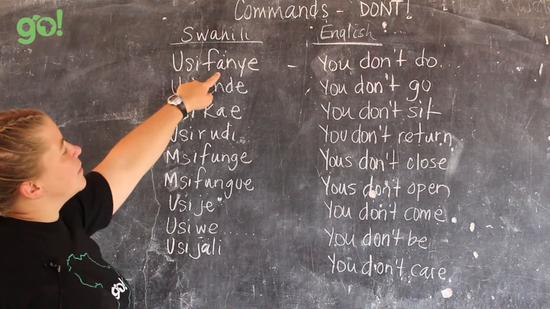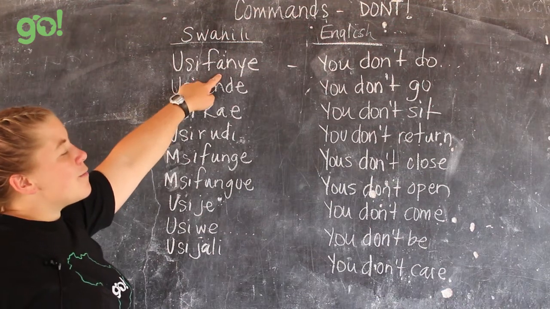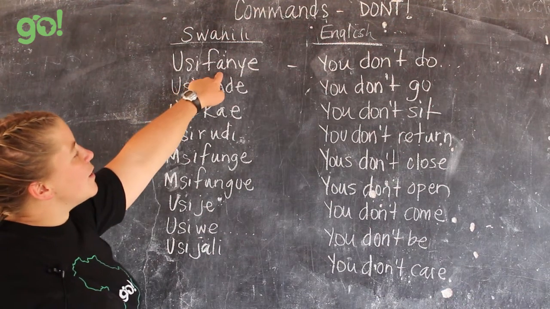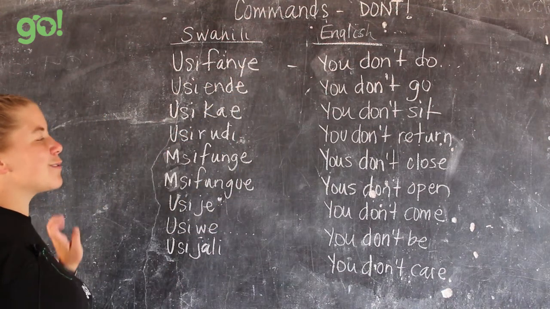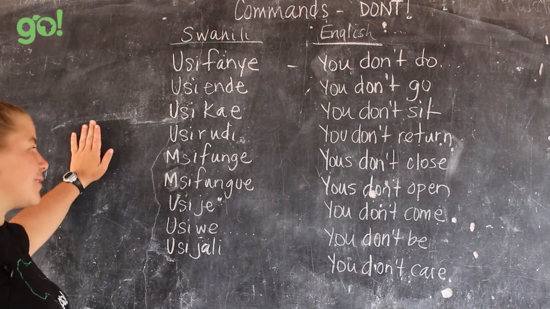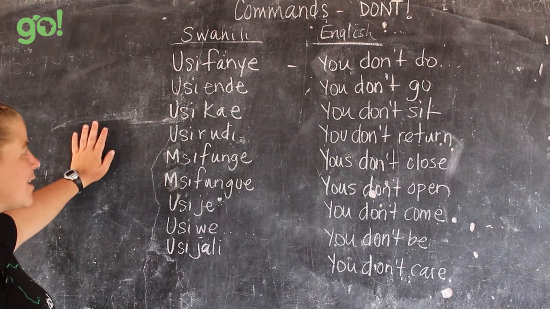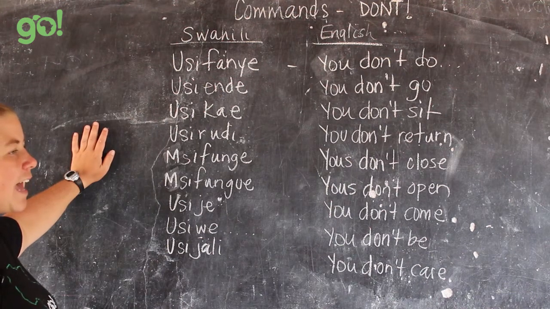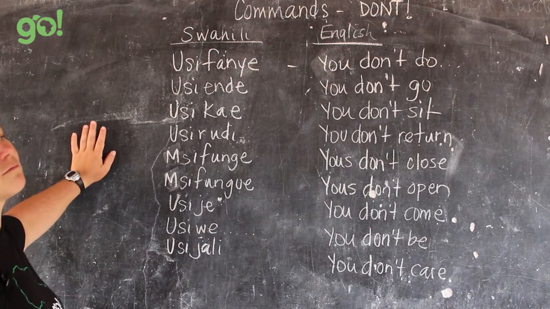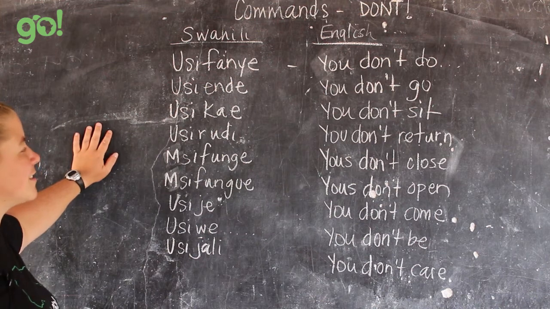You don't do. Fanya. But in this case, to get the verb right, we're going to take off the A and we're going to add an E. So there's quite a few steps, but with some practice, I'm sure you'll get it just fine. U for you, si for don't, and then take off the A, add an E to the verb. So in this example, fanye. Usifanye. You don't do something, whatever comes next.